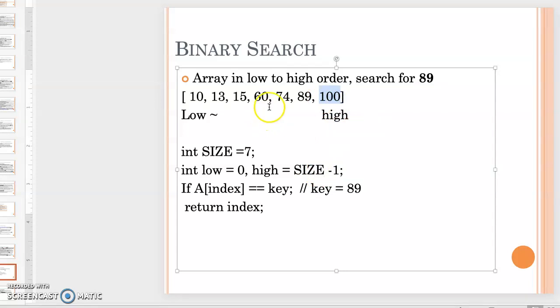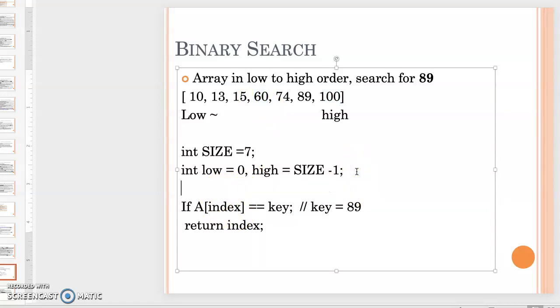When we start doing the searching, we start from the middle index. This middle index, the index we are looking for, is usually equal to low plus high divided by 2. We always calculate the target index as the middle one, low plus high divided by 2.